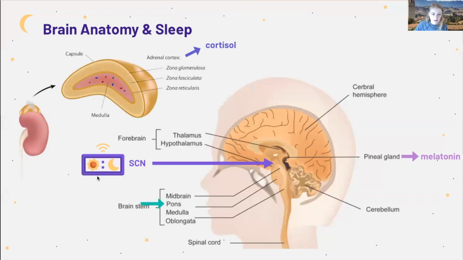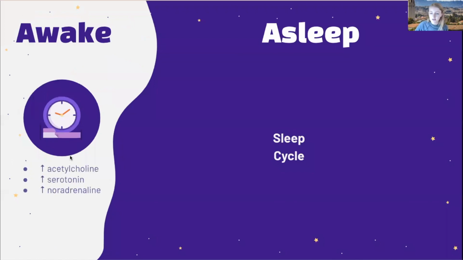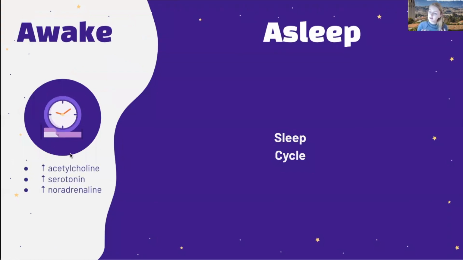Lastly is the pons. This is a part of the brain that has a cluster of neurons that deal with bodily functions, including sleep. So now I'm going to talk a little bit about different hormones that fluctuate while we're asleep and while we're awake, and specifically while we're asleep and dreaming. We have three that I'm going to talk about: acetylcholine, serotonin, and noradrenaline.